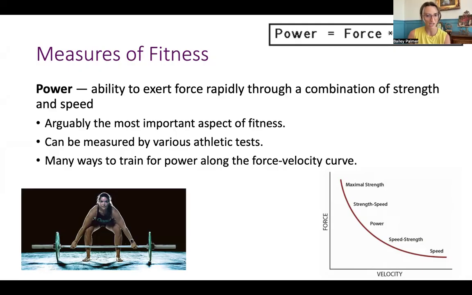We can also train for power along what we call the force-velocity curve. We see power over here is right in the middle because it takes a moderate amount of force, and usually that force is produced at moderate velocities. We see speed over here at the very bottom and the maximal strength up at the top. But we should train throughout this entire curve, doing heavy strength work, doing really fast contractions, and then also doing some power work as well.